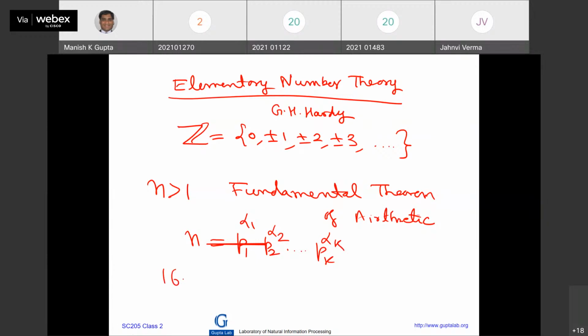For example, 16 is 2 raised to the power 4, 15 is 3 into 5, right? Twenty is what? 2 into 3 into 5. So it's a very important thing. Oh, that is 30, right?